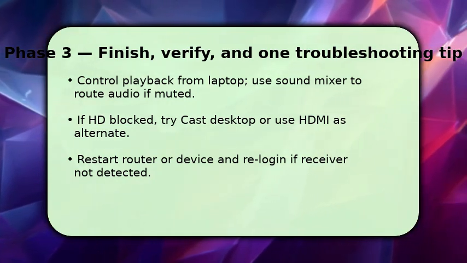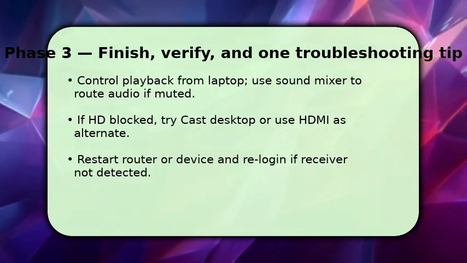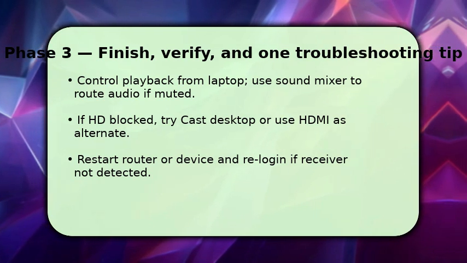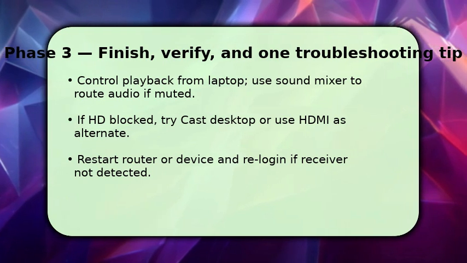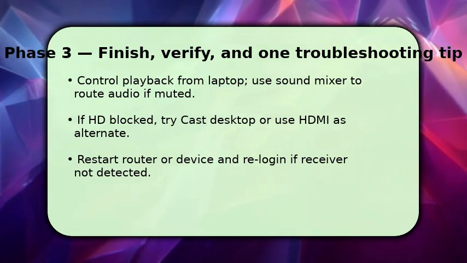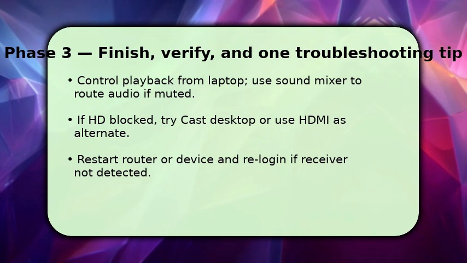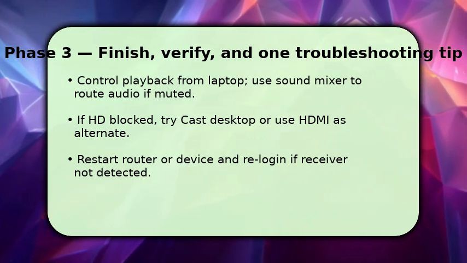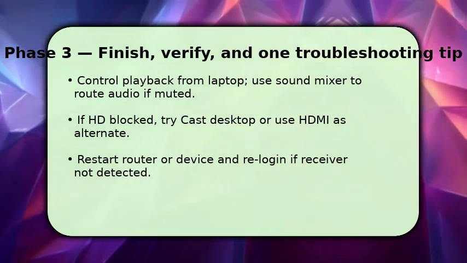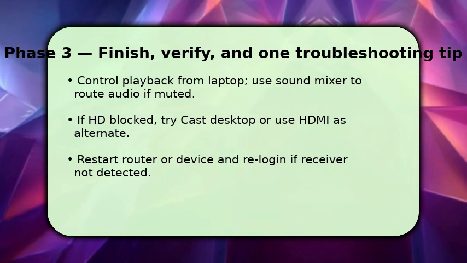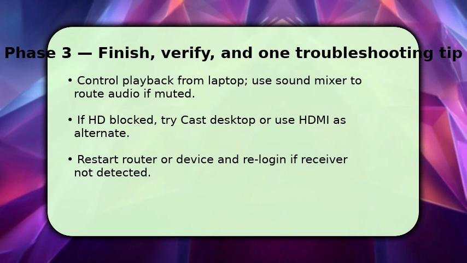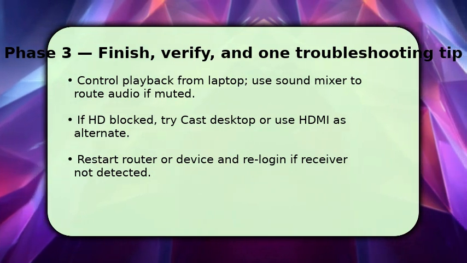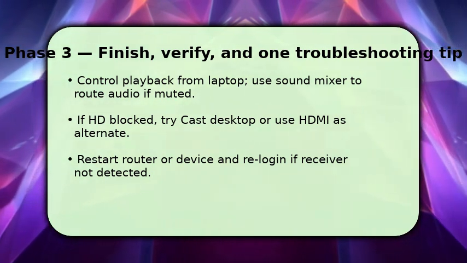Use browser controls to play, pause, and seek, and check the system sound mixer so audio goes to the cast device. If HD playback is blocked by DRM, switch to Cast Desktop or connect via HDMI for native output. This often bypasses tab restrictions. If the receiver does not appear, restart the router and casting device, then re-log in to Hotstar. Doing so resolves most discovery and authentication glitches quickly.